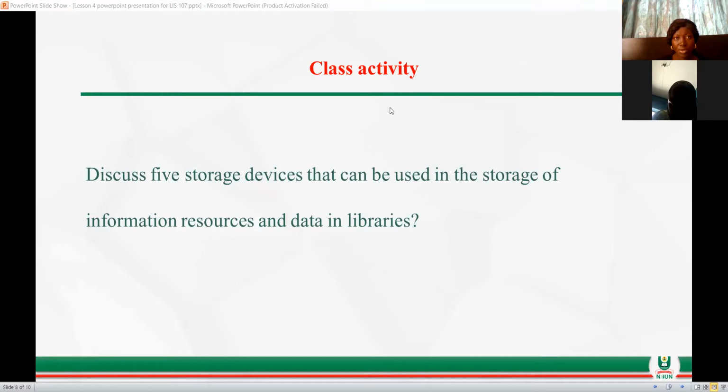Very good. Beautiful. Okay, so can someone else talk about a storage device we can use in the library apart from the external hard disk? And I also asked whether there are other storage devices that I have not mentioned, that it is also important to learn about. You can talk about it. Let's see.